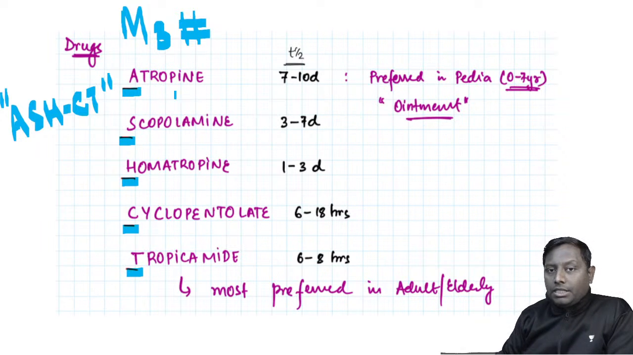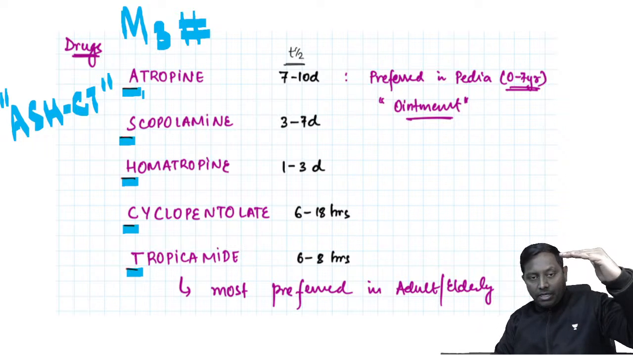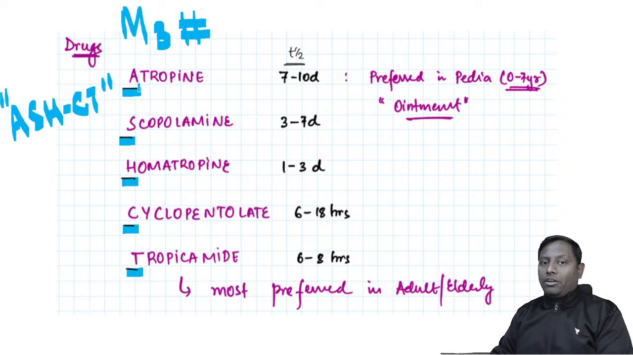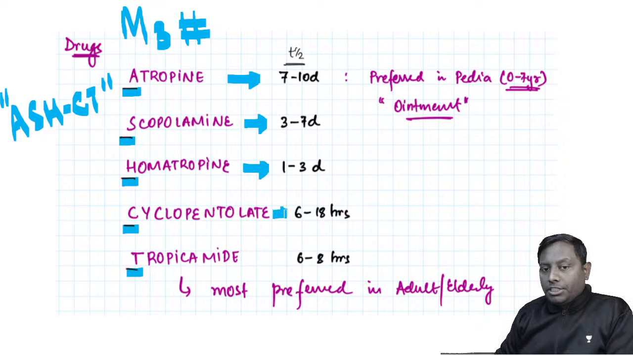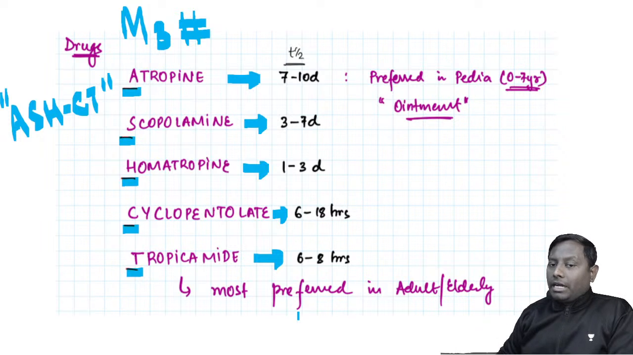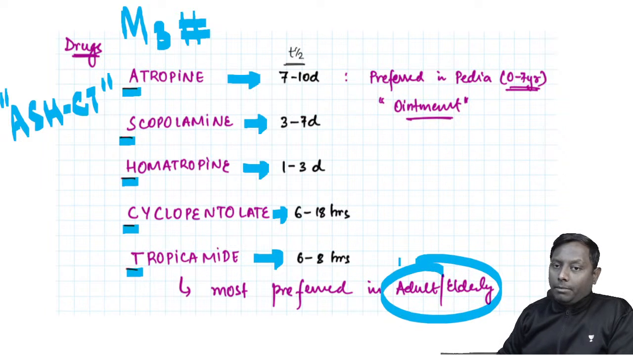So Aishwarya ke eye ki CT has been given in the order of half-life, right? Atropine 7 to 10 days, scopolamine 3 to 7 days, homatropine 1 to 3 days, cyclopentolate 6 to 18 hours, tropicamide 6 to 8 hours. Tropicamide is a very benign kind of drug. It is a shorter acting drug, therefore it is mainly preferred in the adult and elderly population.